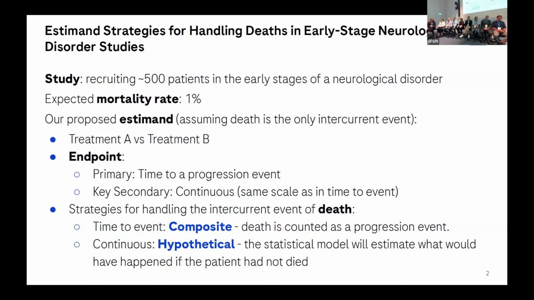We have two endpoints. The primary endpoint is a time to event in which we are measuring time to progression of certain events. And we have a key secondary continuous endpoint in which we use the same scale as the time to event, and this scale is assessing the symptoms of the patients and how much they progress into the disease. So our proposed strategies for handling the intercurrent event of death are as follows.